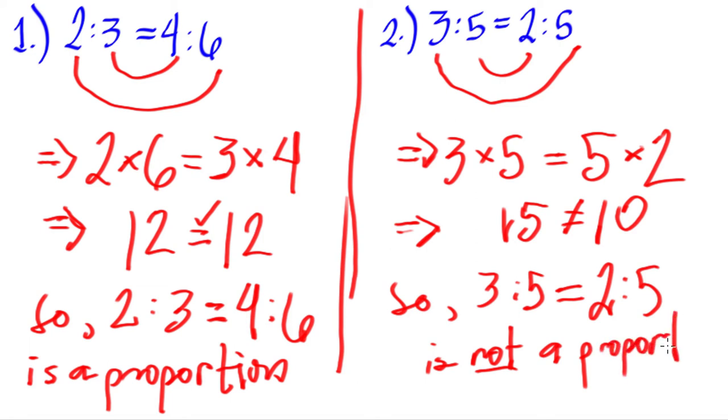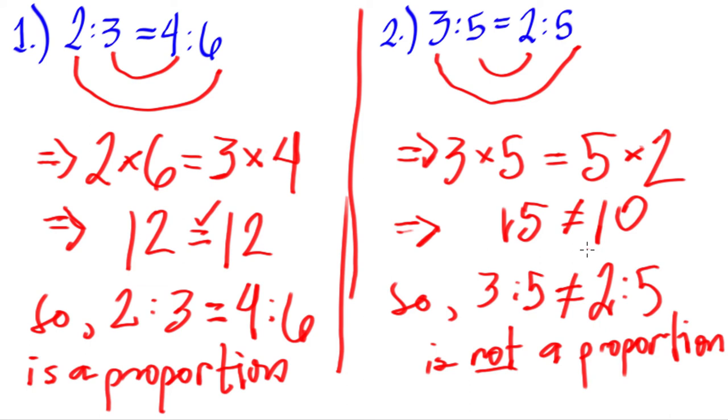Proportion. Or we can simply say that this is unequal. So this proportion is not equal. If we put this in a fraction bar, imagine 3 over 5 equals 2 over 5, they are not equal, so we can put an unequal symbol here. We can cross the equal sign, indicating that they are not equal.